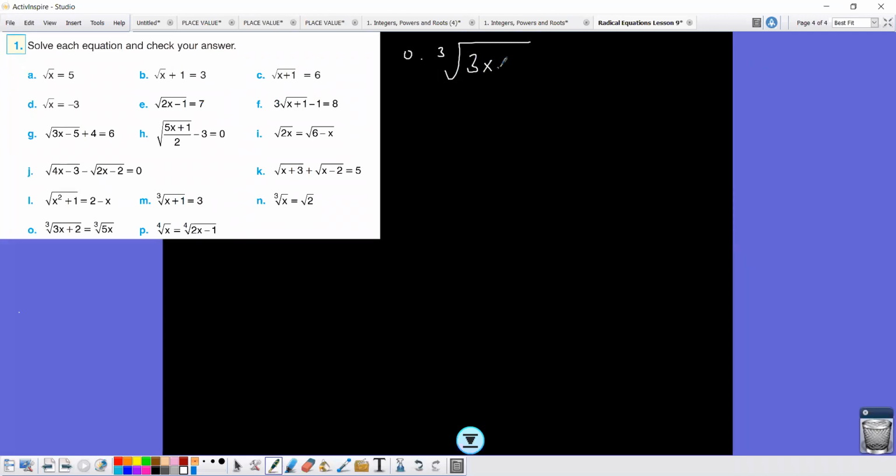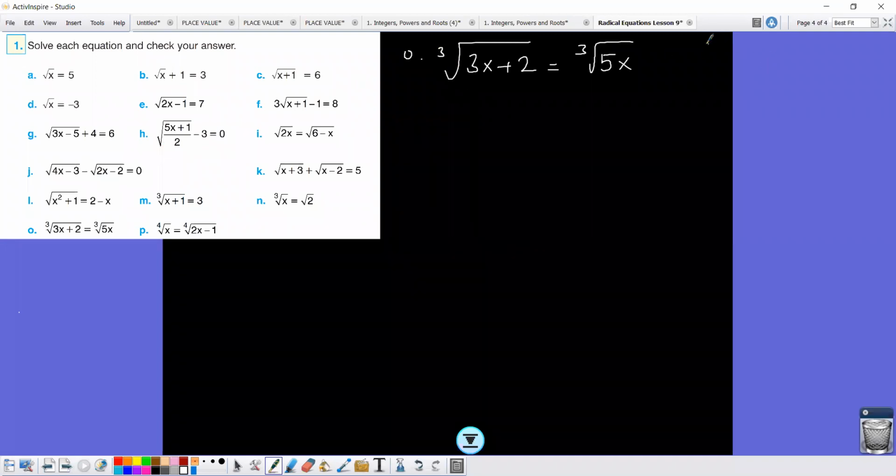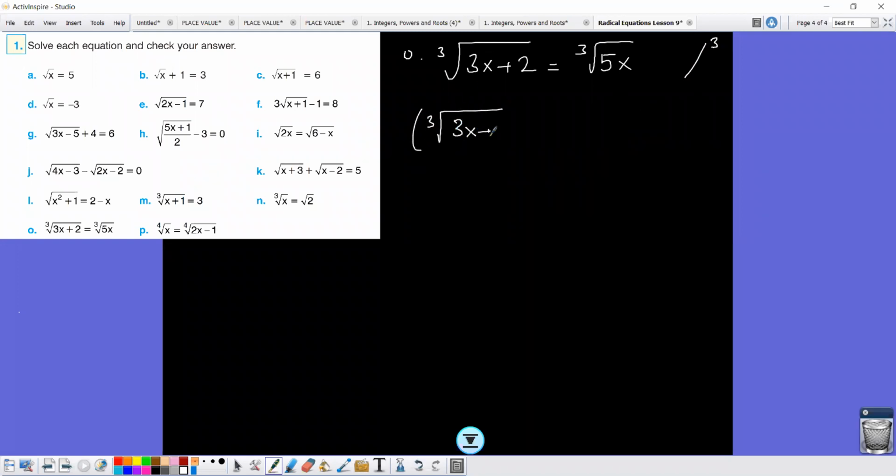No, teacher, we will multiply with the cube, and then it will be easier to solve. Yes, teacher, because in the other examples, we had square roots and we were taking the square of both sides. Now here we have a cube root. So what will we do? We'll take the cube of both sides. Yes? And then it will become cube root of 3x plus 2 cubed is equal to cube root of 5x cubed. Then these will cancel each other.